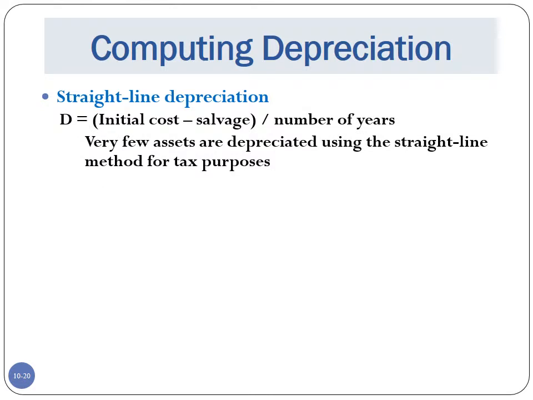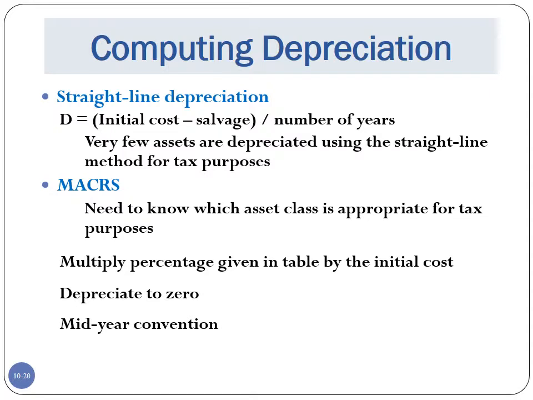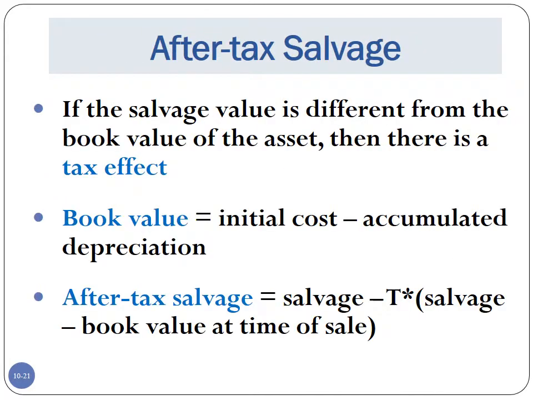Very few assets are depreciated using straight line for tax purposes. For this class we'll use it, but for MACRS we put different assets in different classes according to the nature of the asset. And so this is a very common form of depreciation.